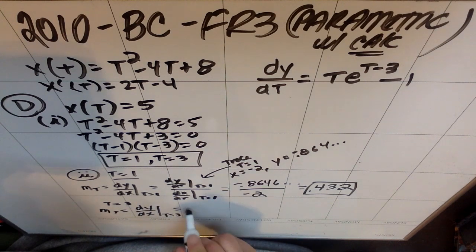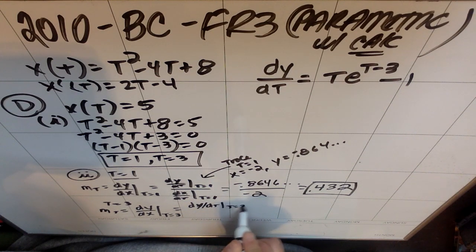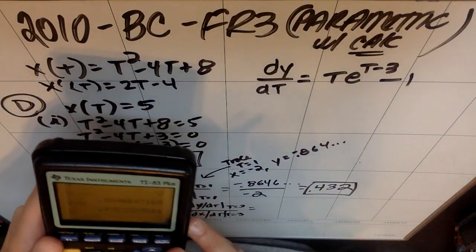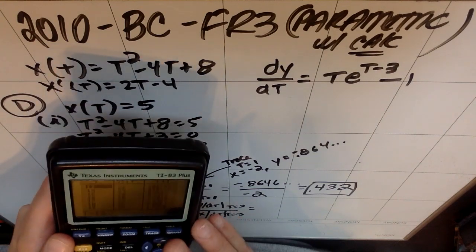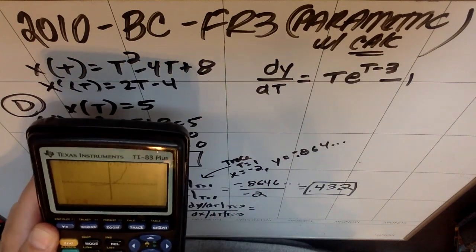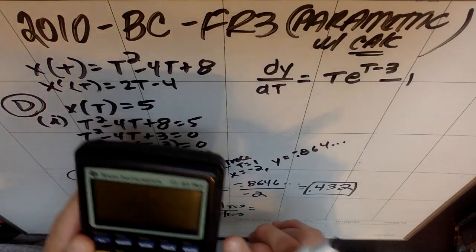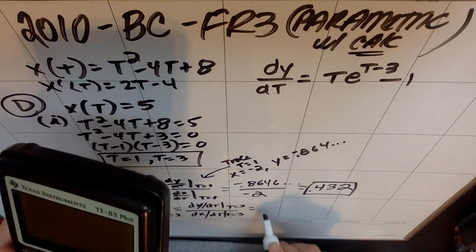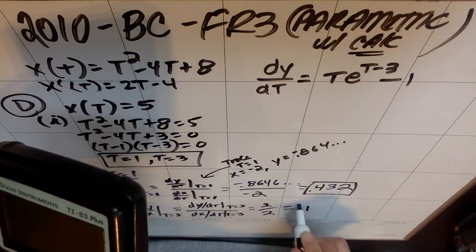Well, I'm going to use exactly the same trick, right? I'm going to do dy dt evaluated at t is 3 over dx dt evaluated at t is 3. And I'm going to use the same trick in my calculator. I'm going to go to graph, hit trace and hit 3. Well, now my x and y should be stored the same, and here it's not really worth it because they're both 2's. So if I find that they're both 2's, I'm probably just going to go ahead and put a 1.